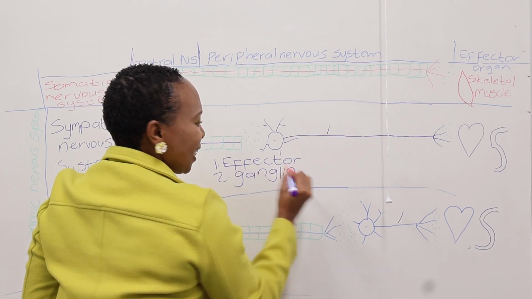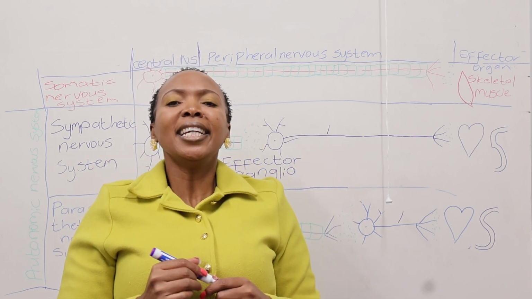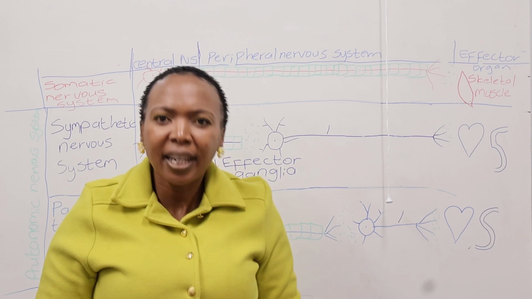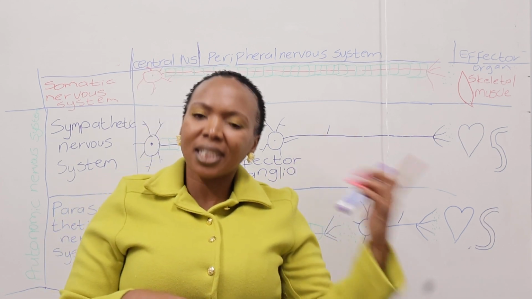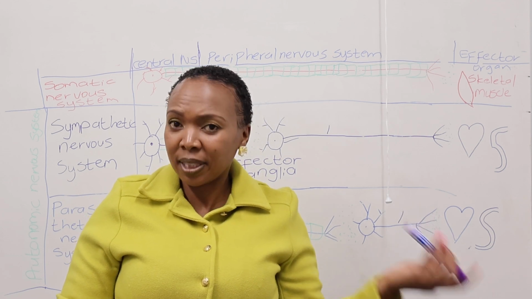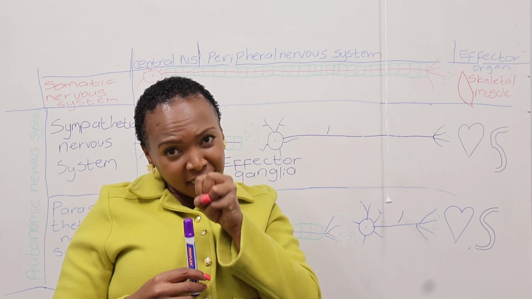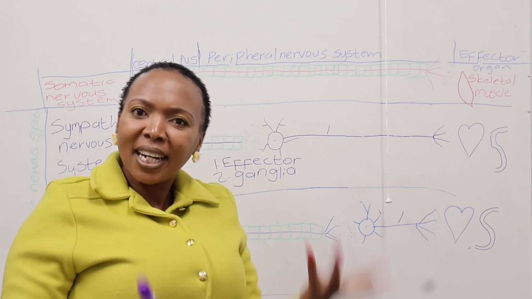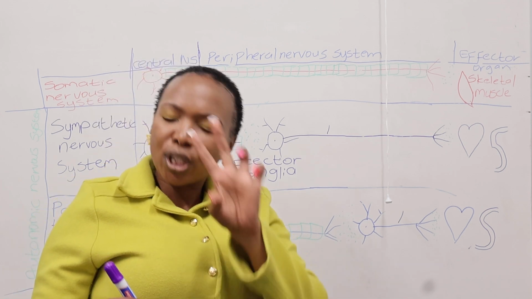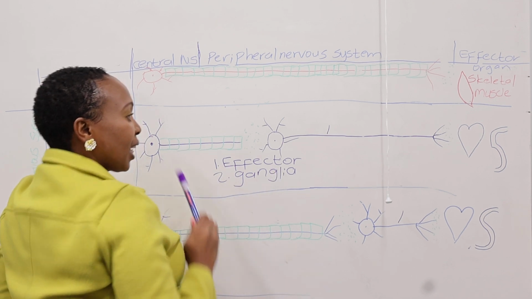Ganglia. What is a ganglia? A ganglia is a neuron that has got its cell bodies outside the central nervous system. So if the cell body is within the central nervous system, it's not a ganglia. So let us check the differences between the somatic and the autonomic nervous system in terms of the ganglia.